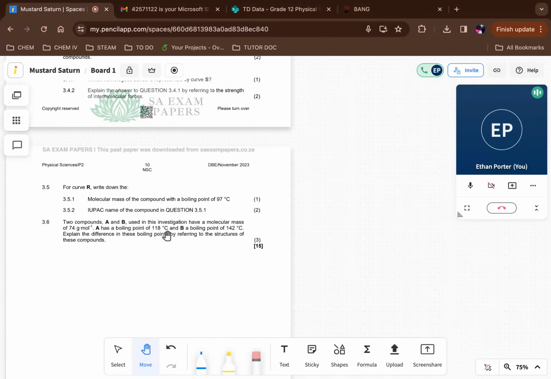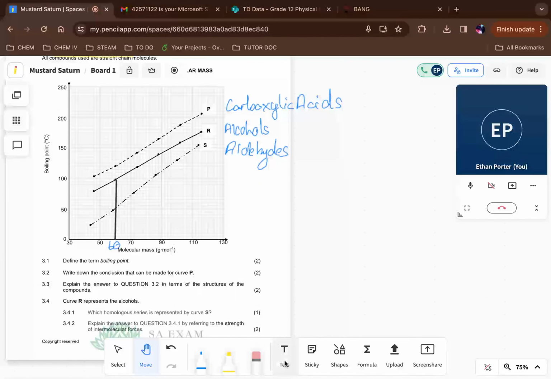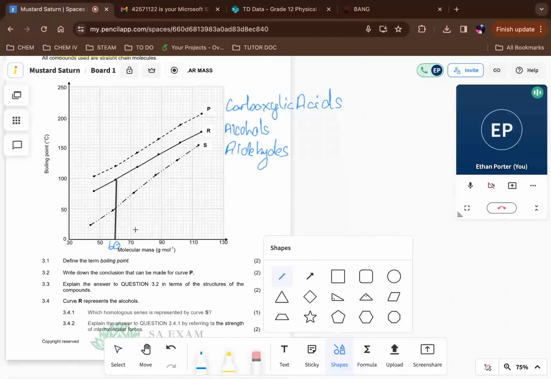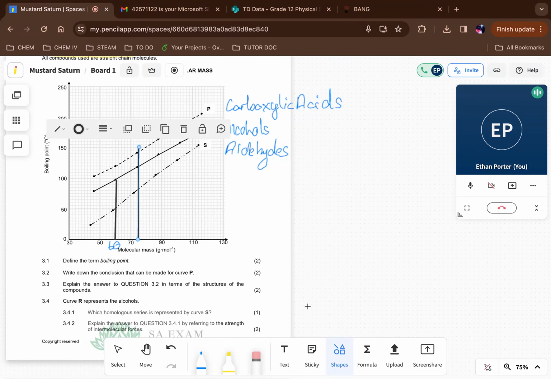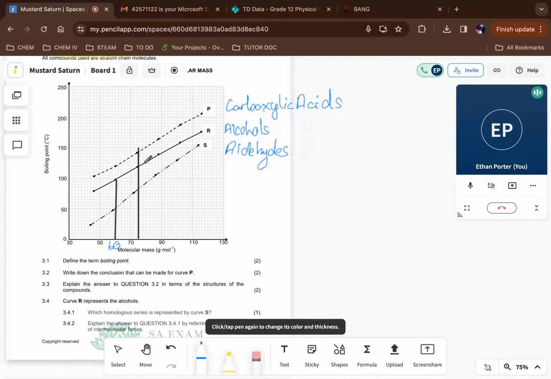So 74 grams per mole, we can come here to our graph. We just want to see which molecules they're referring to. So again, use your ruler for this. 74 is about here. And we can see that for compounds A and B, one is an alcohol and one is a carboxylic acid, because there's no point lining up with our line for the aldehydes. So this helps us. We already know they're referring to a carboxylic acid and an alcohol.